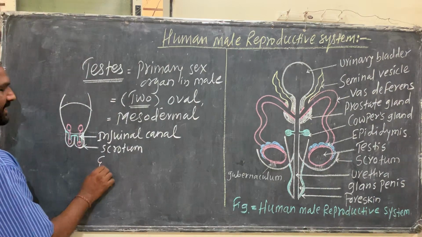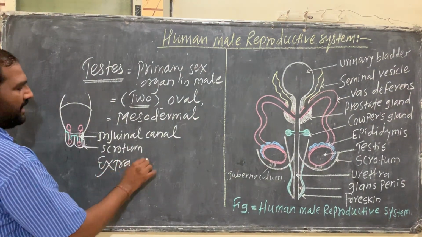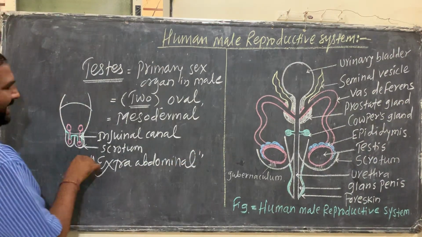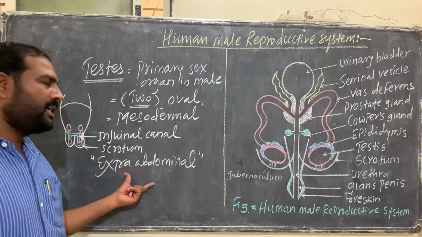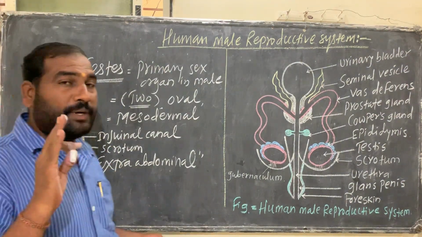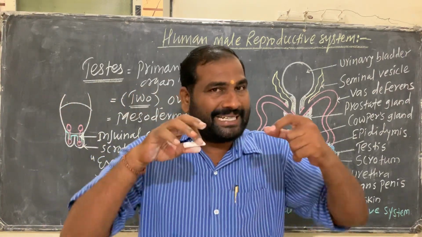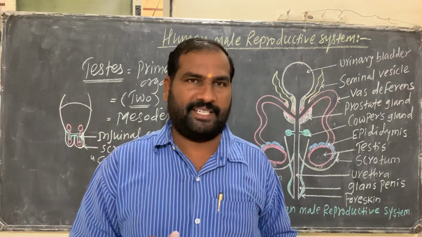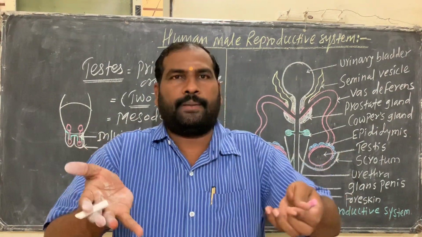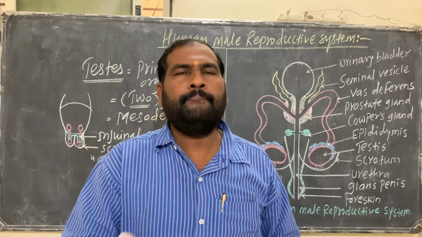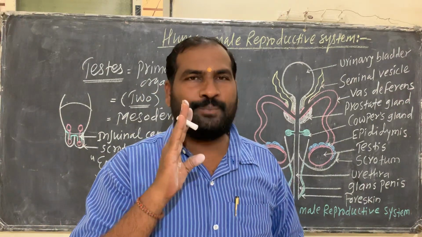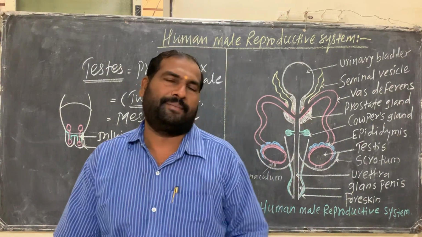Extra abdominal in position means that they are present outside the abdominal cavity. Firstly, during the formation, they are present in the abdominal cavity. But later in development, they get descended into the scrotum. So one can say in a human male, testes are extra abdominal in position.